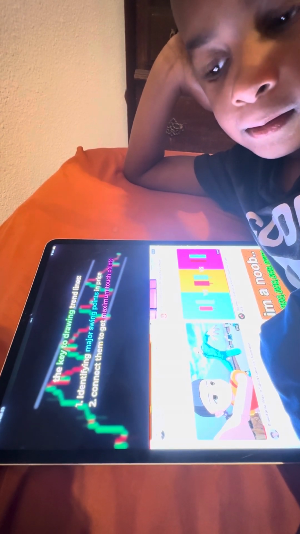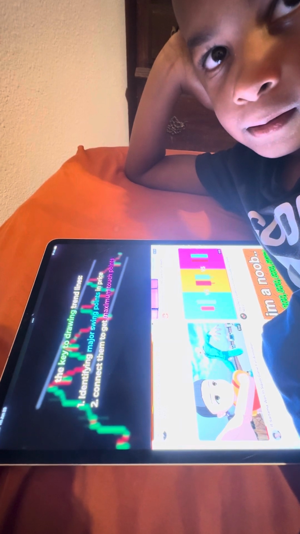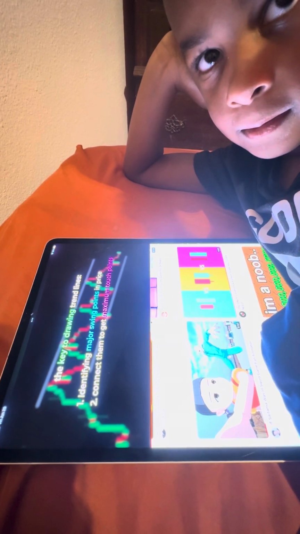And don't worry if you don't get it right the first time, because the more you practice drawing them yourself, the easier it will get.